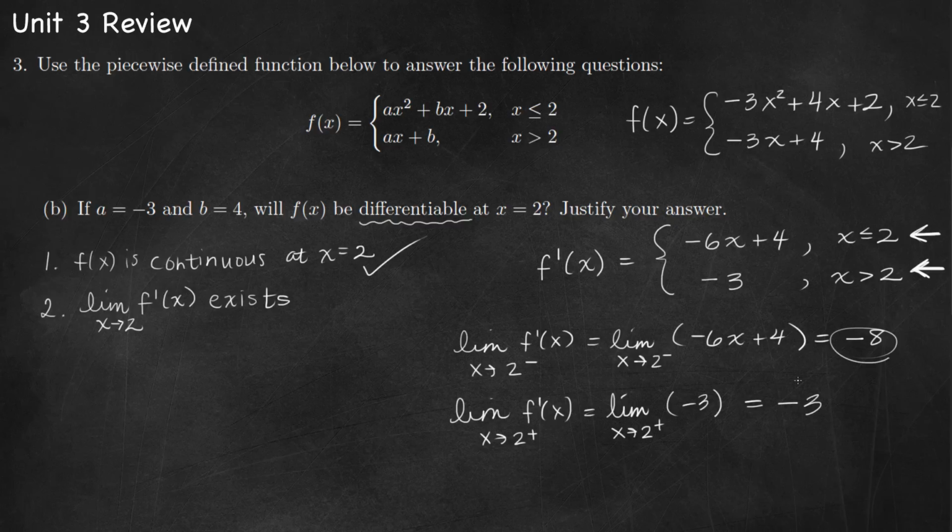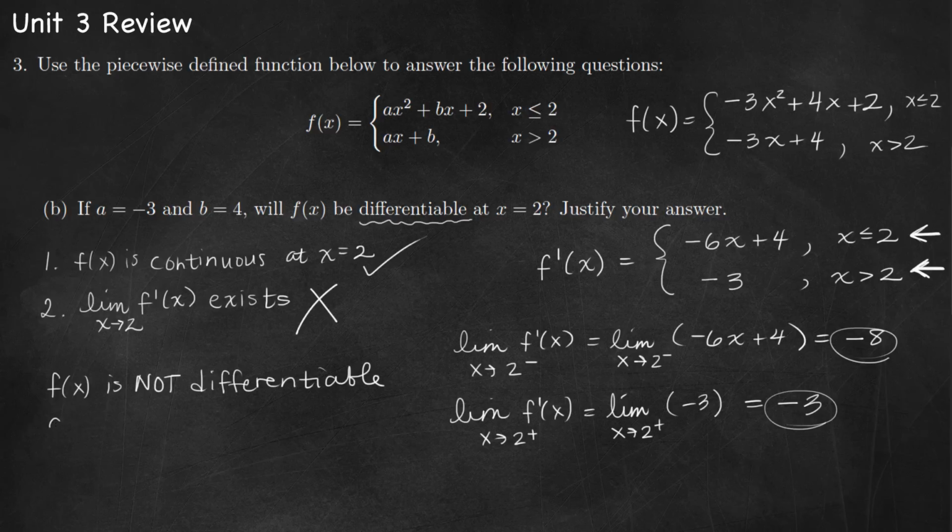Now notice the left-hand limit and the right-hand limit are not the same, so that means the limit of our derivative does not exist as x approaches 2. And since we have failed to satisfy the second condition, we can conclude that f of x is not differentiable. It's continuous, but it is not differentiable at x equals 2.